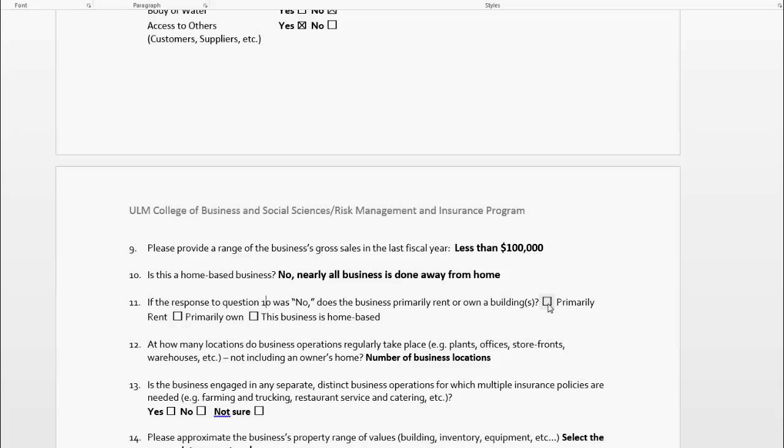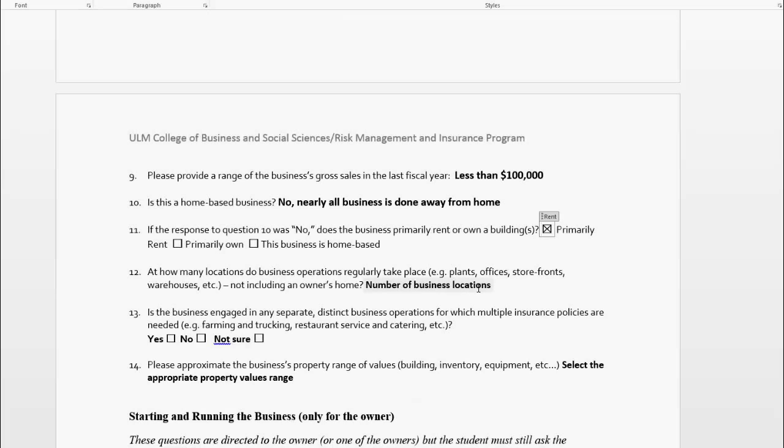You might just say, do you rent or own? All right. And they say, I rent some, but I primarily own. You would go to this. And I'm going to say for this business, I actually rent the building. If the business is home-based, then you would just check this one, and you would have to uncheck this if you accidentally checked it. But I rent the donut shop.